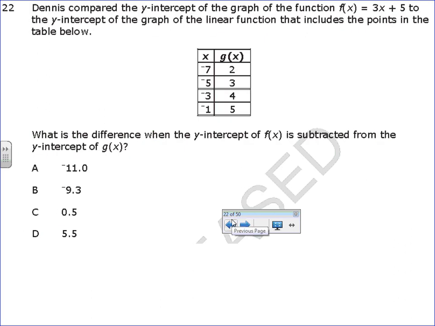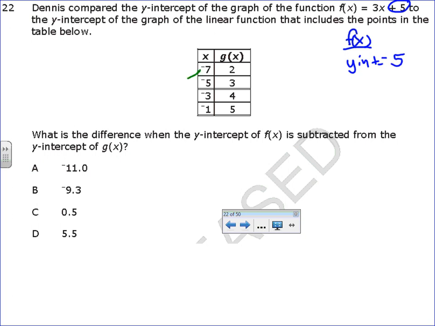Okay, for 22, it says Dennis compared the y-intercept of the graph of the function f of x equals 3x plus 5 to the y-intercept of the graph of the linear function that included the points in the table below. What is the difference between the y-intercepts, when the y-intercept is subtracted from this y-intercept? So again, finding the difference. Well, luckily for the first part, they're giving me the y-intercept. Okay, so f of x, my y-intercept is 5. For the table, I'm going to have to go find it.